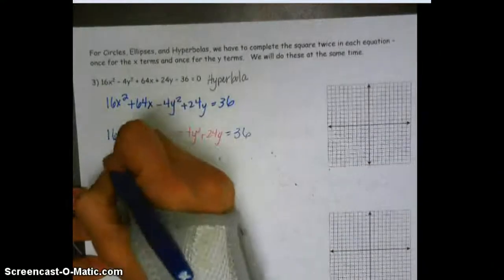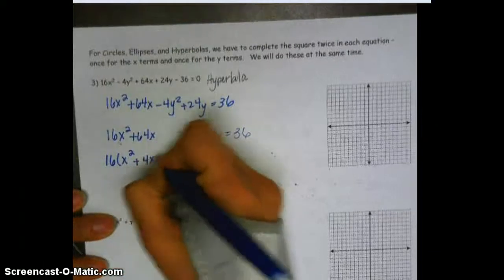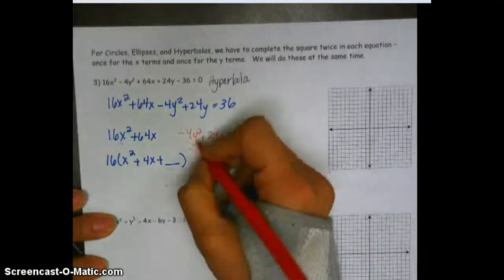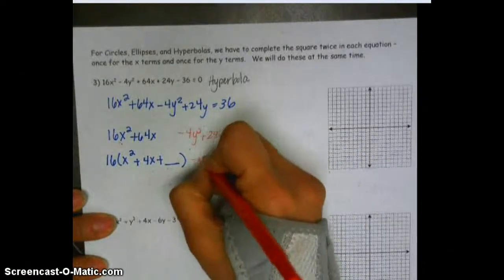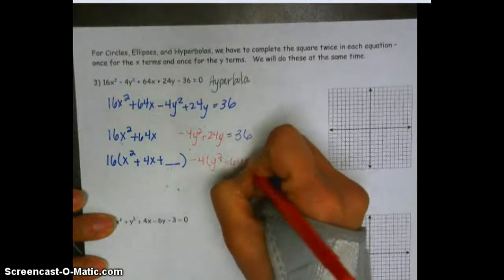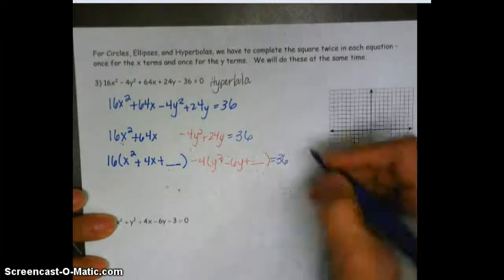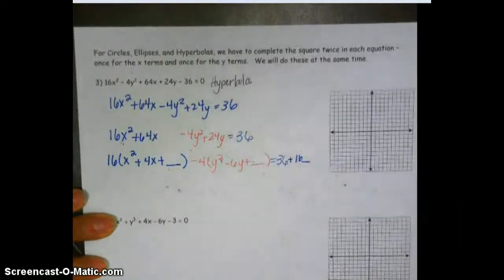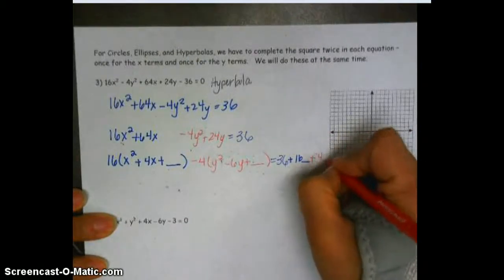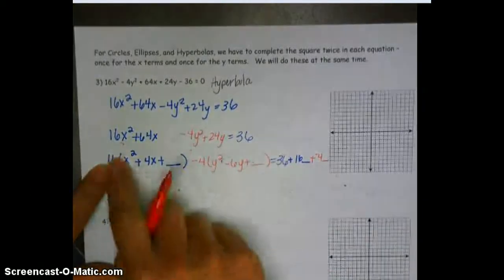So when I take the GCF out here, 16 comes out, x squared plus 4x plus blank. And the GCF over here is negative 4, so negative 4, y squared minus 6y plus blank, equals 36 plus 16 blank plus negative 4 blank. And remember, those have multipliers on them because we factored out.